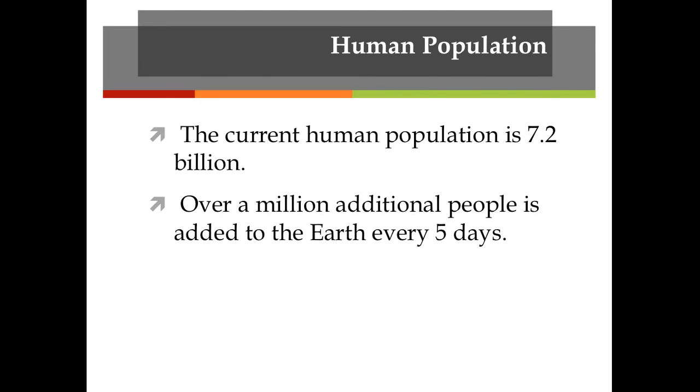In addition to biodiversity, food production, and our global temperatures and carbon dioxide concentrations in our atmosphere, the size of our human population tells us a whole lot about the health of our planet and our global environment. Our population on our planet is about 7.2 billion people, and we're getting an additional million people every 5 days. That's about 32,000 people a day.